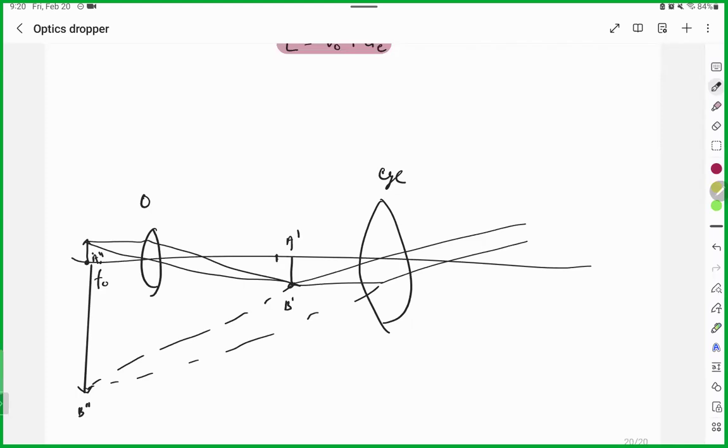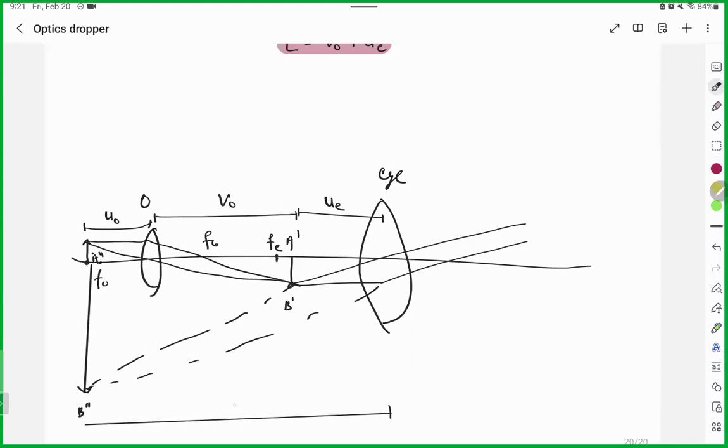Here you should have the focal length of the objective, and this is the focal length of the eyepiece. So this is the object distance, then this is VO, this is UE, and this will be VE. If you talk about length, what is the length? V of the objective lens and U of the eyepiece. Done.